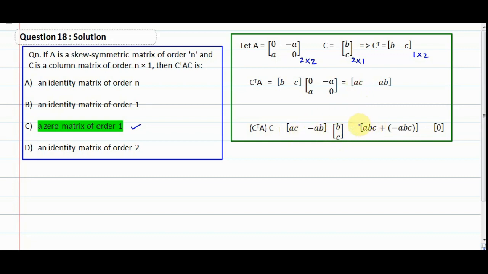So what we get is a matrix with order 1 by 1. So here this matrix is of order 1 by 2 and this matrix is a matrix with order 2 by 1. So the resulting matrix will have an order of 1 by 1. Okay, so we are getting a matrix whose element is ABC plus minus ABC. Okay, so when you simplify this, we will get it as 0. So we are getting a 0 matrix of order 1 by 1. So therefore the right answer is given by option C, a 0 matrix of order 1.